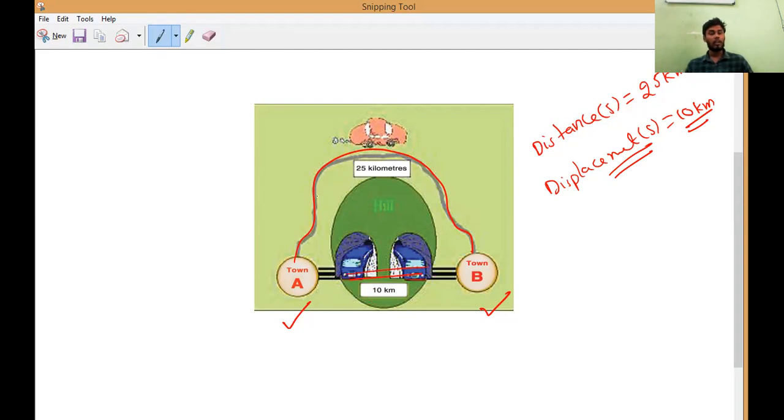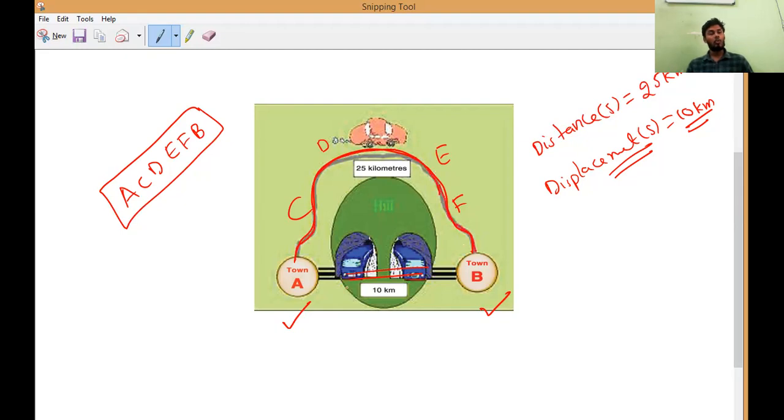Now, for example, see A, C, D, E, F, B. What is the distance? A, C, D, E, F, B. This is the distance. What is the total path length? The total length is 25 kilometers. Is it okay?